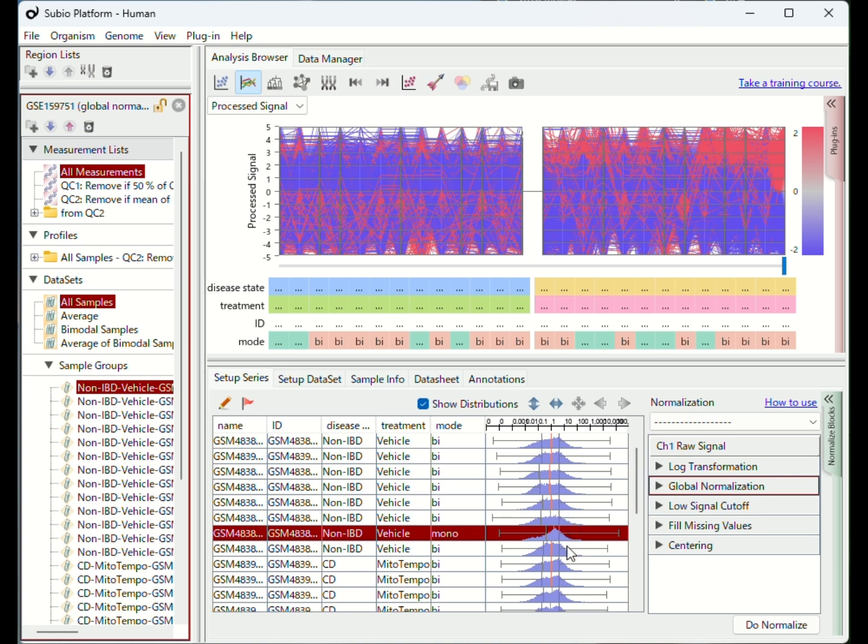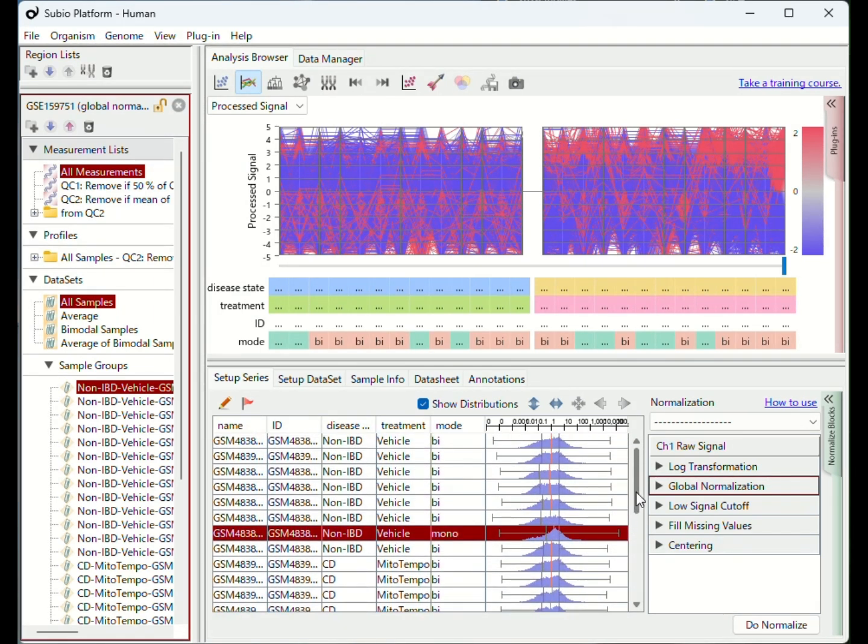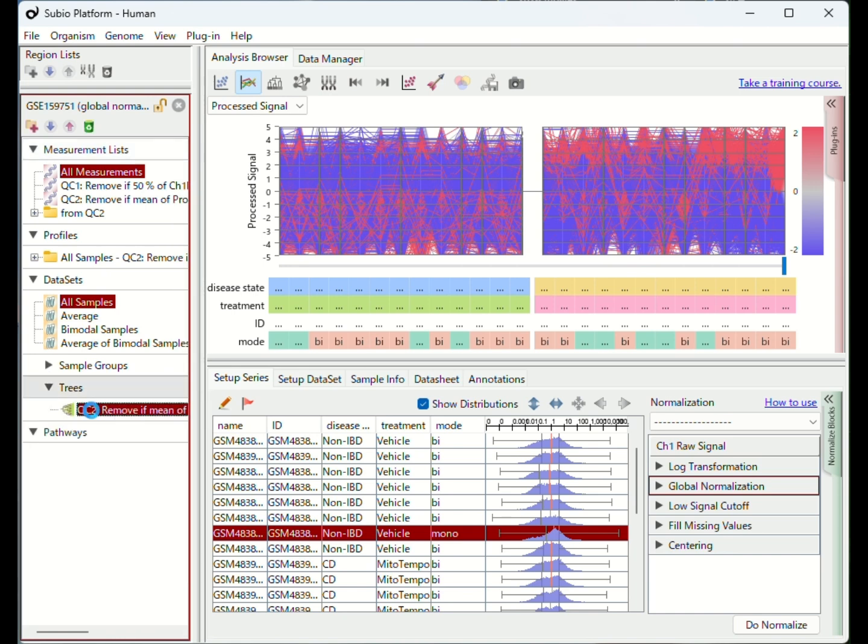But global normalization is a linear method, which means the distribution shapes remain unchanged. You see the shapes fall into two types: monomodal and bimodal. The monomodal shape often indicates RNA degradation.